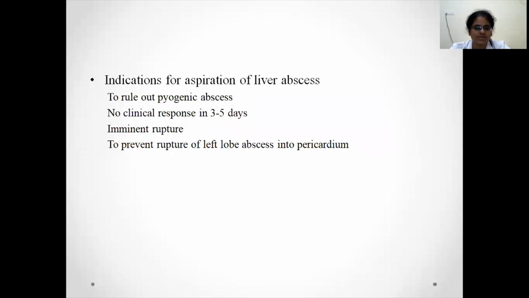Usually, when you start metronidazole, the patient will show symptomatic improvement. That is, the fever and the right hypochondrial tenderness will come down in at least 72 hours. But if there is no clinical response beyond 72 hours, then you have to aspirate the liver abscess. Also aspirate if there is a chance of imminent rupture, or to prevent rupture of a left lobe abscess into the pericardium. Actually, there are no guidelines stating that if an abscess is around 10 centimeters you need to aspirate to prevent rupture. There is no such indication, even if it is 10 centimeters.